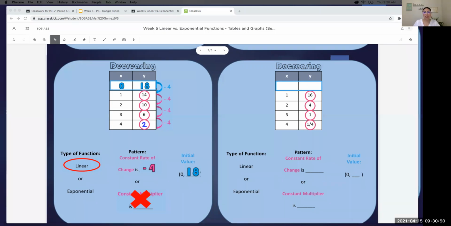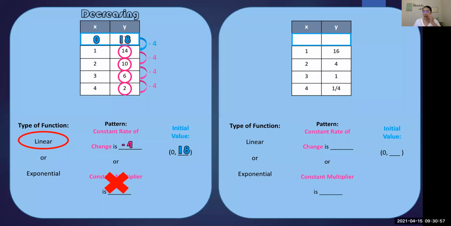All right, so we're going to jump right into the last table and work on that one together. You guys can help me out with getting answers here. So you have another table. You want to find out, is it linear or is it exponential? Start by looking at your Y pattern. So I'm going to circle all of my Y's here. I'm noticing that from 16, I'm going down to 4, I'm going down to 1, and I'm then going down to a fraction. Oh, fraction's scary.